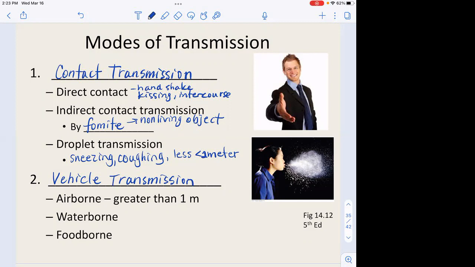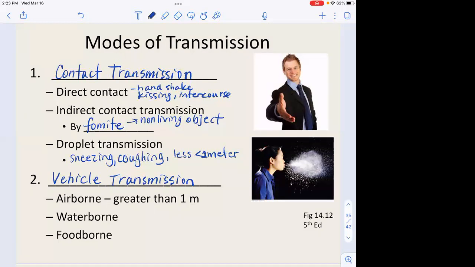We can consider air a vehicle. Okay, so if you're further than 1 meter away, 3 feet, greater than 1 meter away, then that infection is considered airborne. So COVID has the potential to be transferred that way. We don't think it's common. Other things like tuberculosis, like measles, they can certainly be transferred long distances away. So it's carried on really tiny droplets, most likely, ones that stay suspended for a long time.